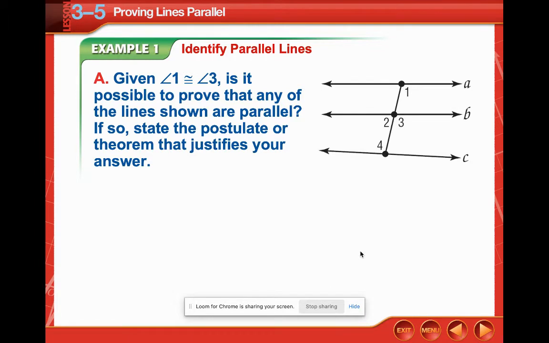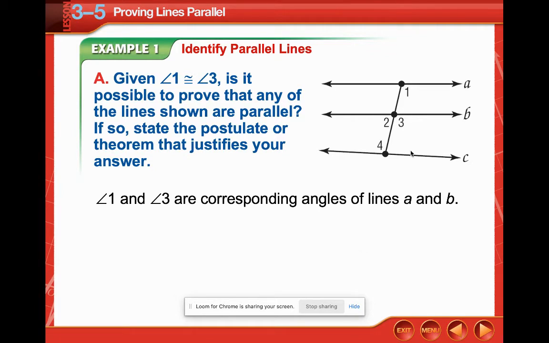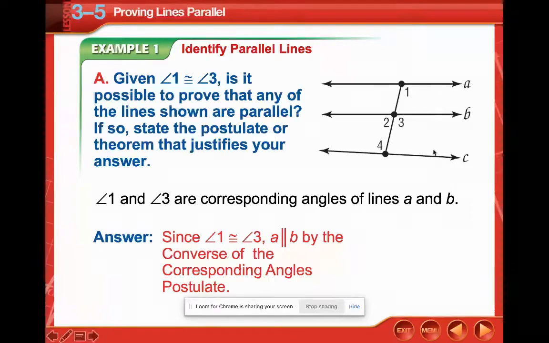So, given angle 1 is congruent to angle 3, is it possible to prove that any of the lines shown are parallel? Yes, so it's the postulate or theorem that does it. Angle 1 and angle 3 are corresponding angles. So, since angle 1 and angle 3 are congruent corresponding angles, that means A and B are parallel by the converse of the corresponding angles postulate. Also, what did we say? Pretty much the opposite of that would be if A and B are parallel, 1 and 3 would be congruent.